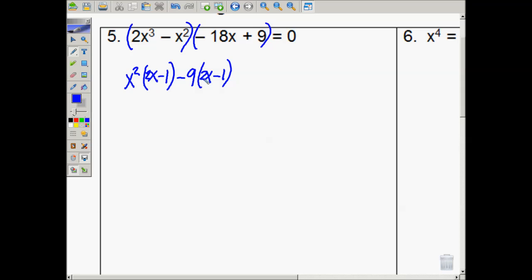All right, what's the GCF of these two terms now? And then what am I left with? And what makes x squared minus 9 special? It's a difference of squares. It's a DOS.